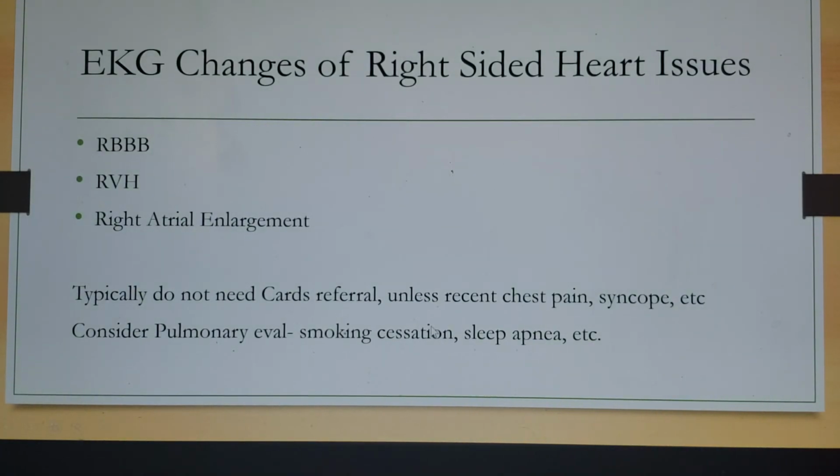Don't forget your EKG changes of right-sided heart issues, your right bundle branch blocks, your RVHs, your right atrial enlargements. Make sure you pick those up, and those can clue you into pulmonary pathology. A lot of times these don't need a cards referral unless they're symptomatic, but I would consider pulmonary eval, smoking cessation, sleep apnea testing, things like that. If they're acutely symptomatic, consider pulmonary embolism or right-sided MI.